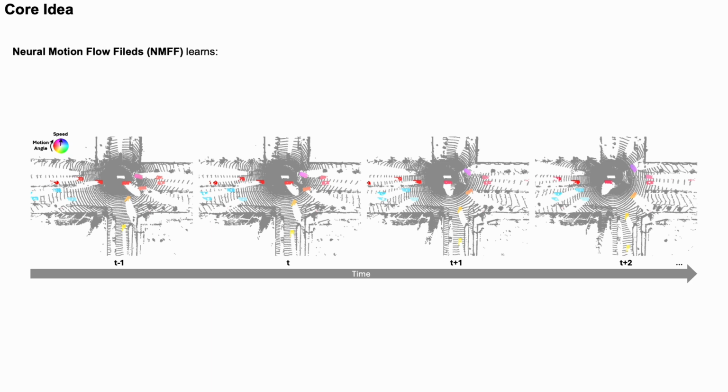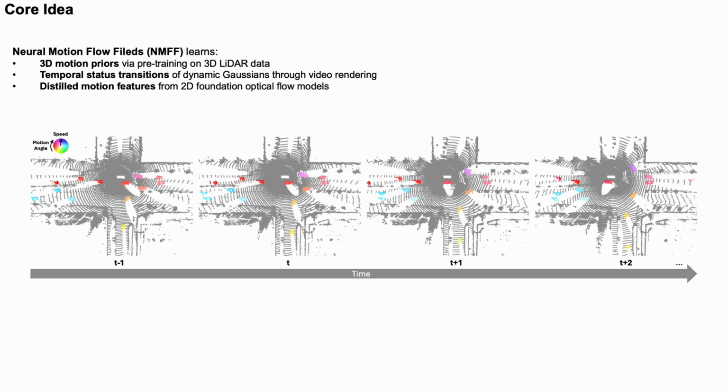NMFF is built from 3 supervision signals. First, we pre-train NMFF priors from 3D LiDAR sequences. Second, we optimize NMFF to learn temporal status transitions of dynamic Gaussians through video rendering. And third, we distill motion cues from 2D optical flow foundation models to further enhance NMFF. These components jointly enable NMFF to model fine-grained motion in dynamic scenes, without manual annotations.